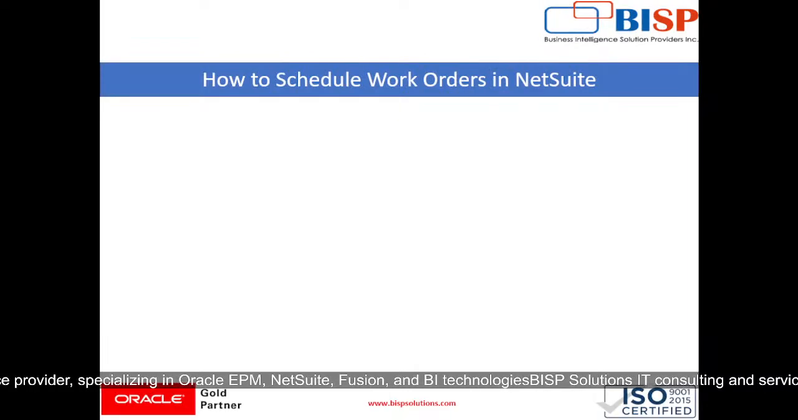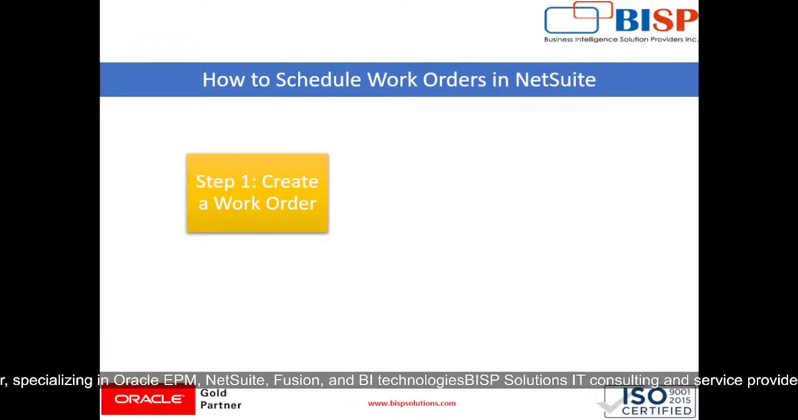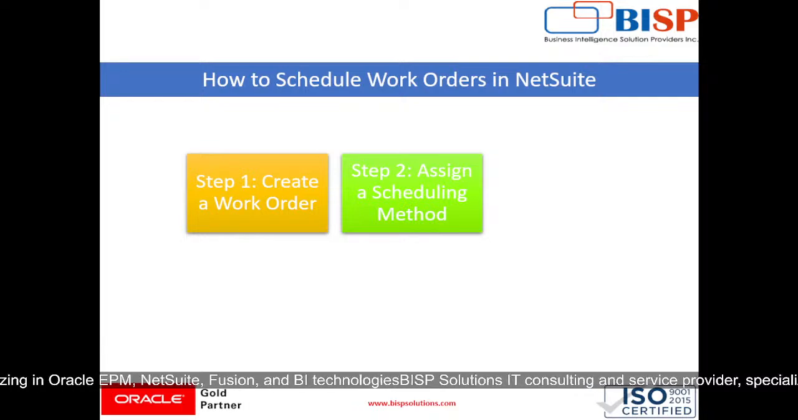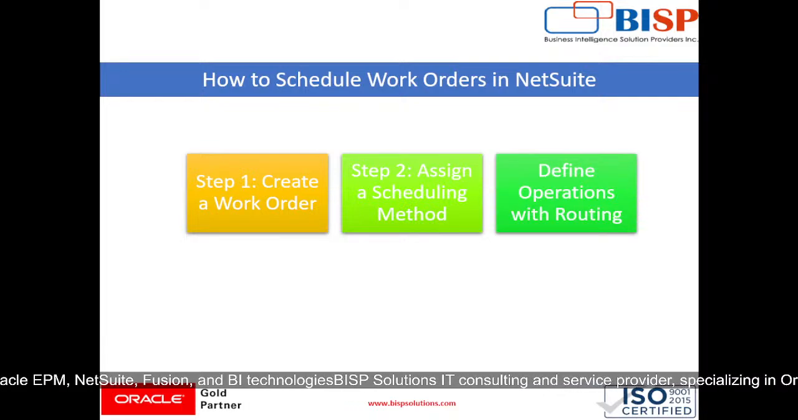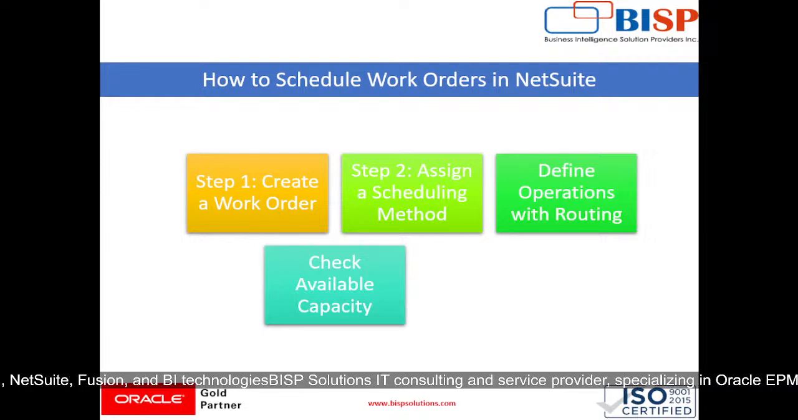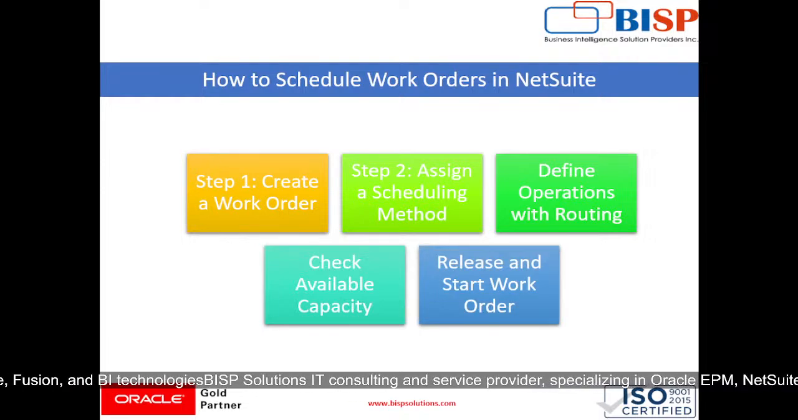So how to schedule work orders in NetSuite? First we have to create a work order, then we have to assign a scheduling method, then define operations with routing, then we have to check available capacity, and then we have to release and start work order preparation.